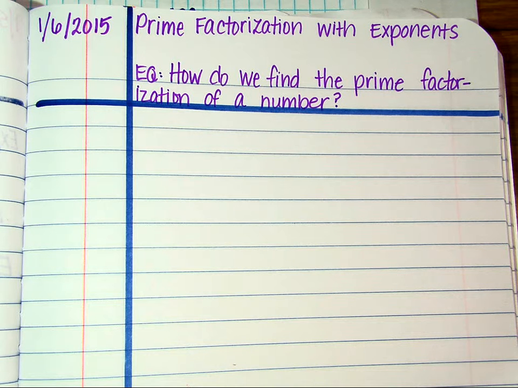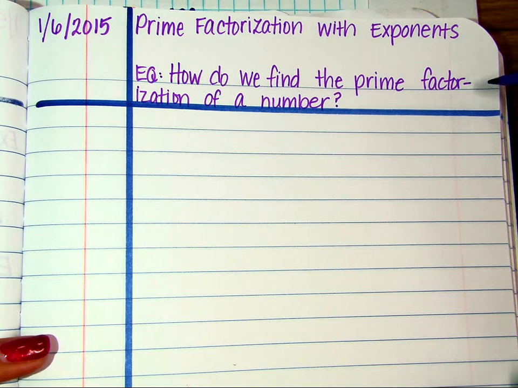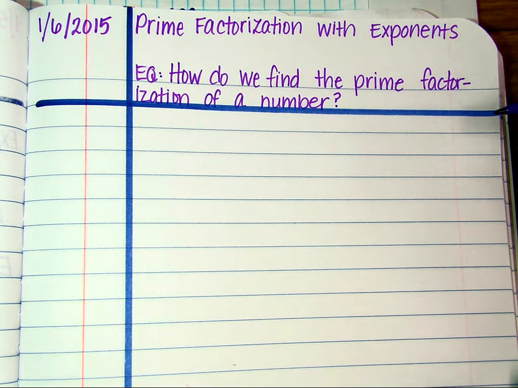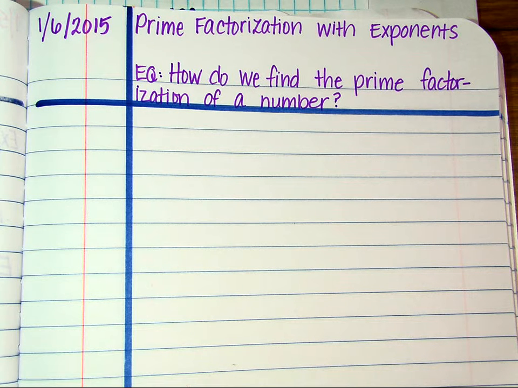Okay, so today we're actually going to start talking about prime factorization with exponents. Our essential question is: how do we find the prime factorization of a number? Like most of our lessons, we're going to start with the vocabulary terms. This lesson is coming from your textbook, page 511, and we'll take some notes in our journal first, and then we'll go to the textbook, okay?